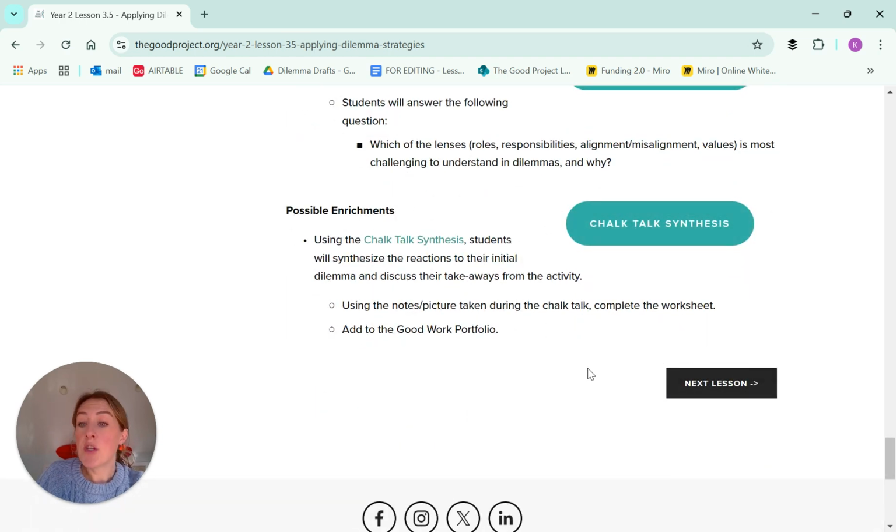If you are looking for an enrichment activity, you can use this Chalk Talk synthesis handout, and they can synthesize their reactions to their initial dilemma and discuss their takeaways from the activity. They can use the notes and the picture they took to complete the worksheet, and as always, they can add it to their Good Work portfolio when complete.